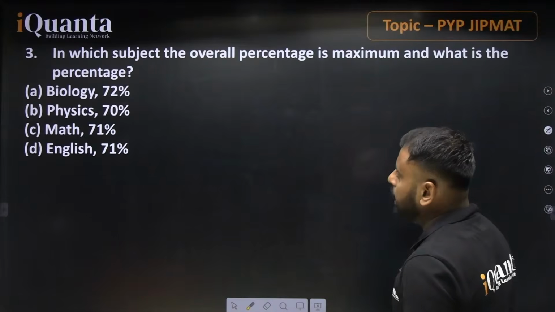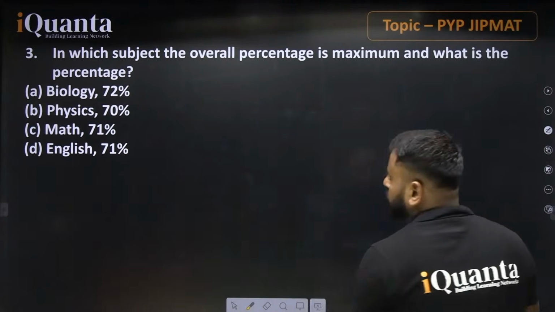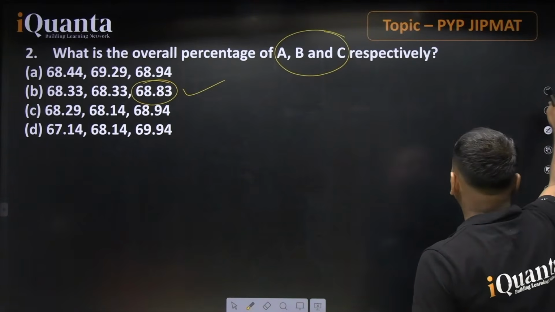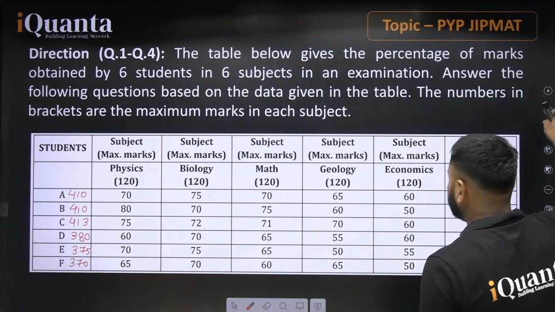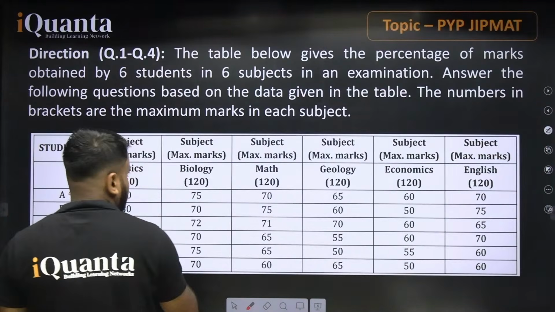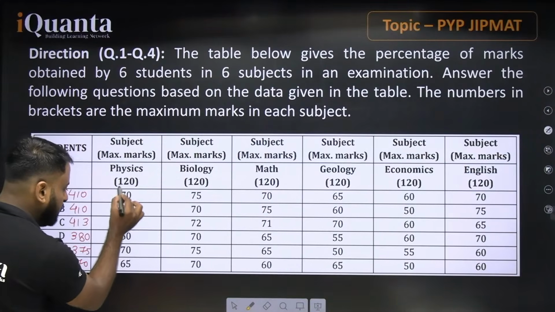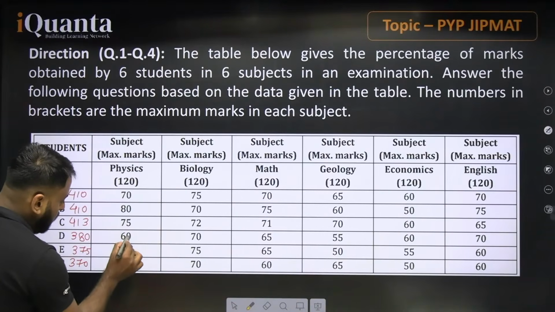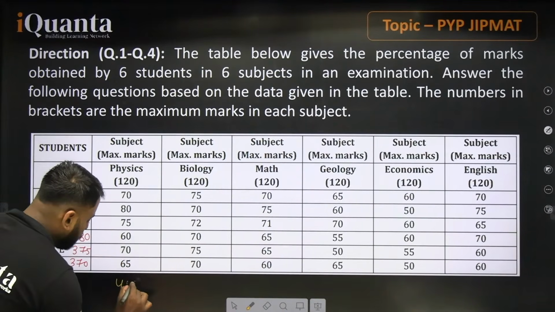Now we are heading towards in which subject the overall percentage is maximum and what is the percentage. Alright, so see how it will work out. The best part is talking about the maximum value. I'm just going to add the values, and let's talk about physics. The value of physics here is 150, 80 plus 70, 150, and here we have 225. After 225 we have 285, and 285 plus 5, 290, and 60 will be 350, and this value will be equal to 420.